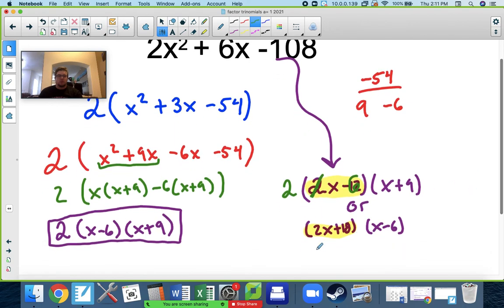Or if we took the 2 out of this one, the only difference between the answer we got and this one is the order of the binomials, which we know already does not matter. That's factoring by the AC method.